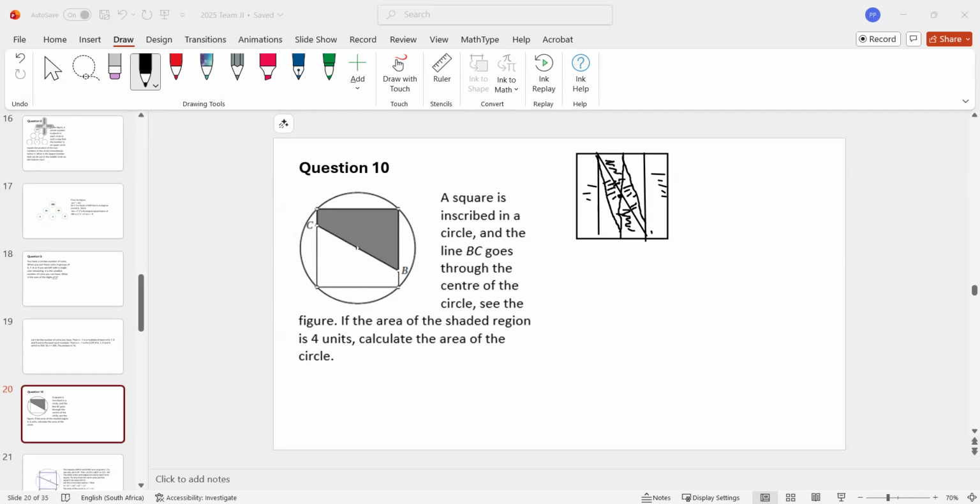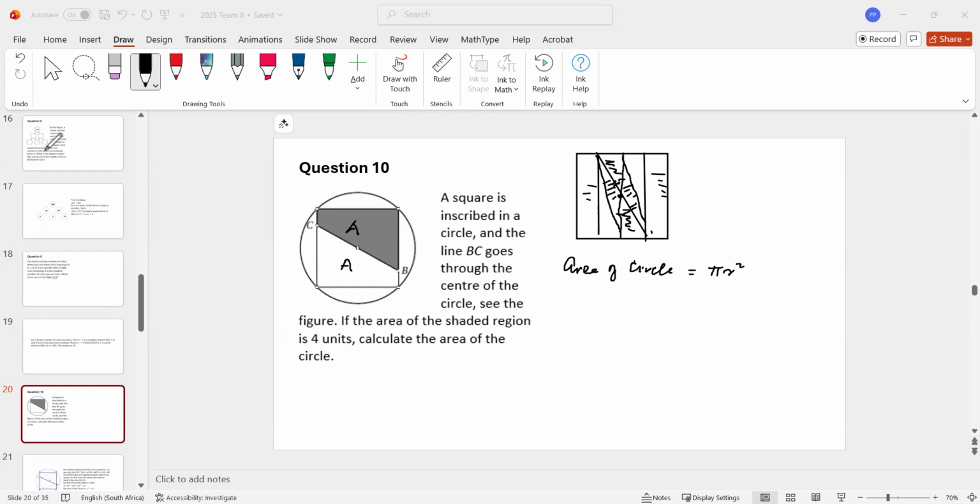So whatever the area here is, calculate the area of the circle. Let's write down the formula for the area of the circle: pi r squared. Let's draw the r here and see what happens. If this area here is A, this area is also A. As I said, they are identical.